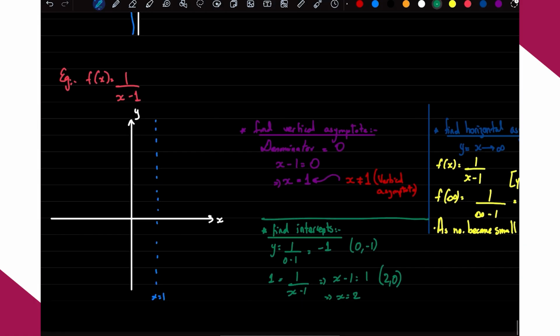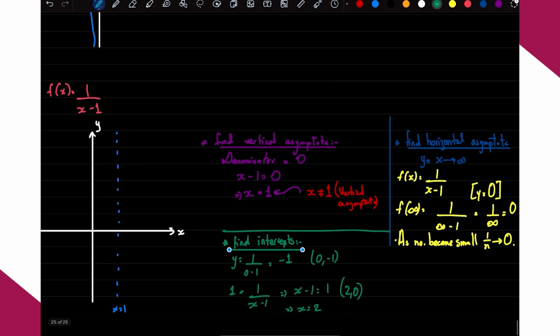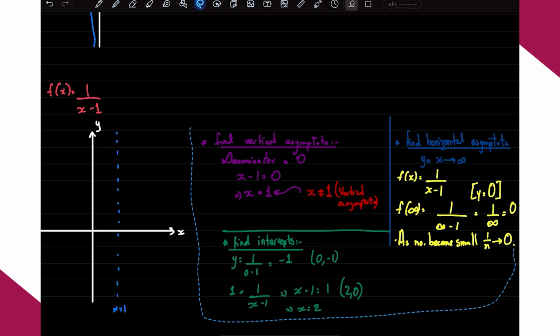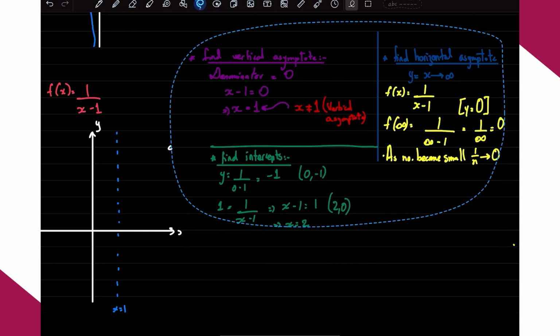Now, we're not done yet. We want to go ahead and find a little bit more about this graph and how it behaves. So what I want to do is I'm just going to go ahead and push this a little bit to the top. It's a little bit difficult to take this.